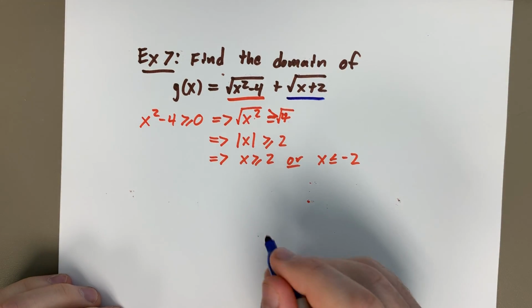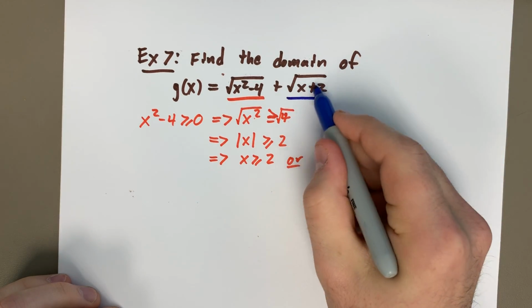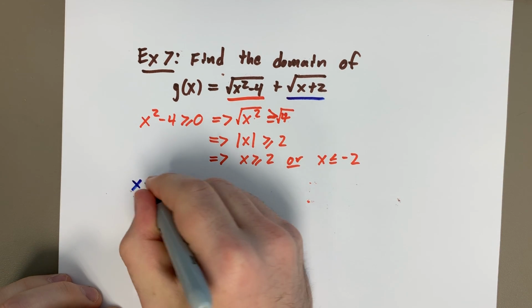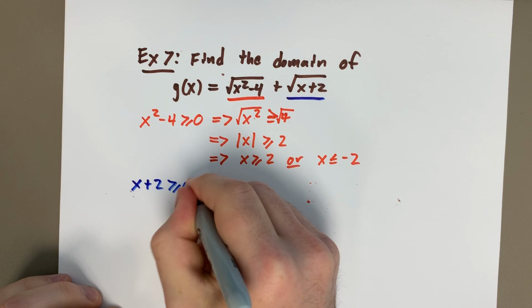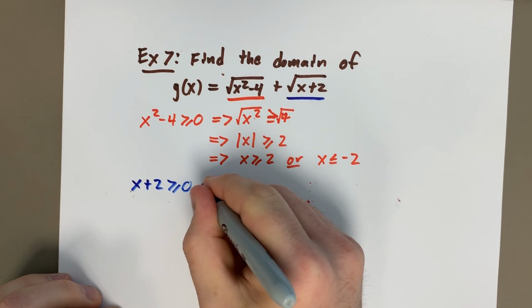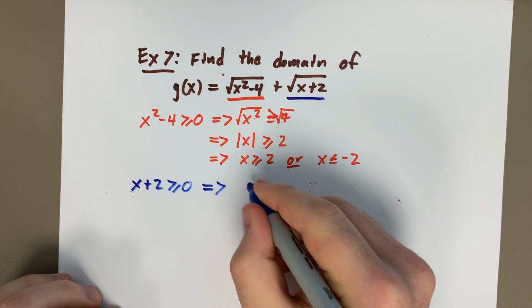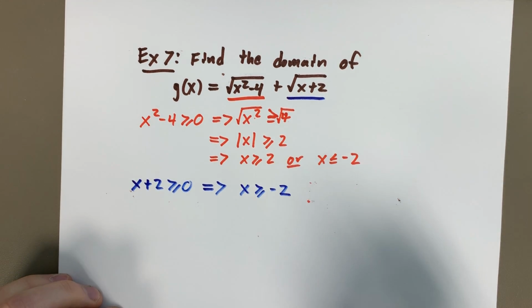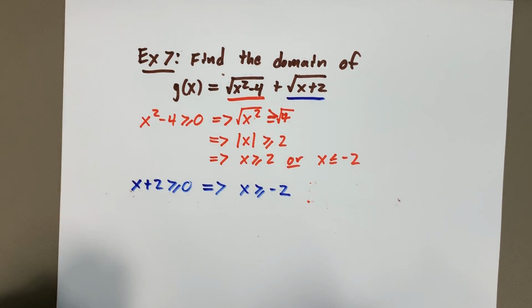So we need to find the domain of that. As before, we want to make sure that the inside of this radical is greater than or equal to 0. So we have x plus 2 greater than or equal to 0. But what does that imply? Subtracting 2 from both sides, that means that x is greater than or equal to minus 2. All right, so far so good.